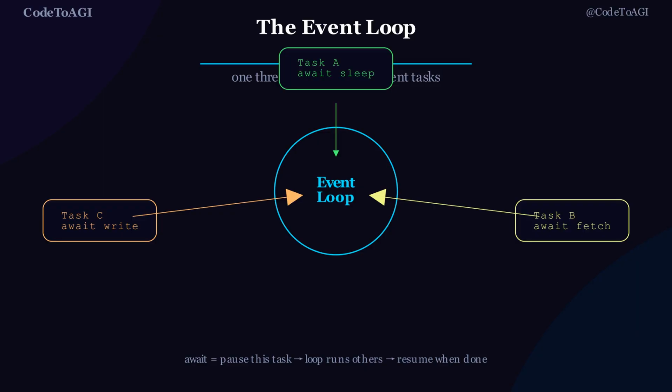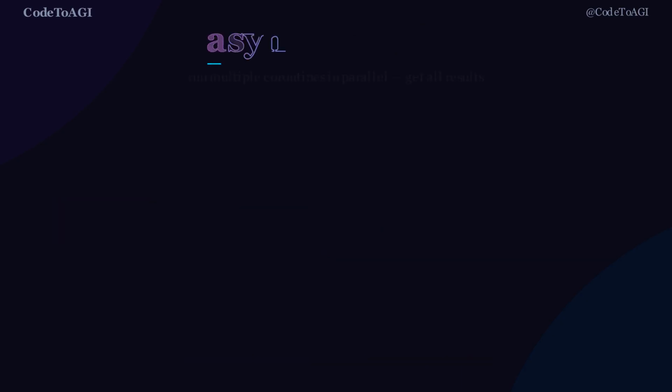Watch the diagram. Task A starts, hits await, pauses. Task B starts, hits await, pauses. Task C runs to completion. Task A resumes and finishes. Task B resumes and finishes. All three run concurrently on a single thread. No threads, no multiprocessing, just smart scheduling.